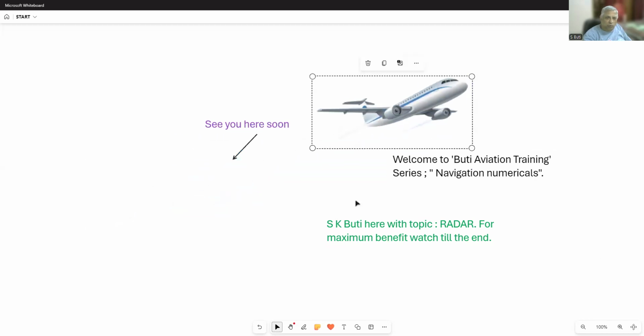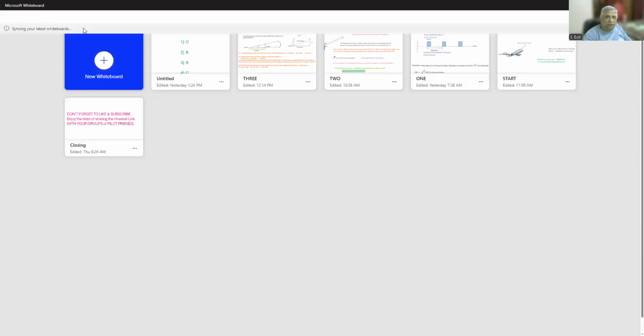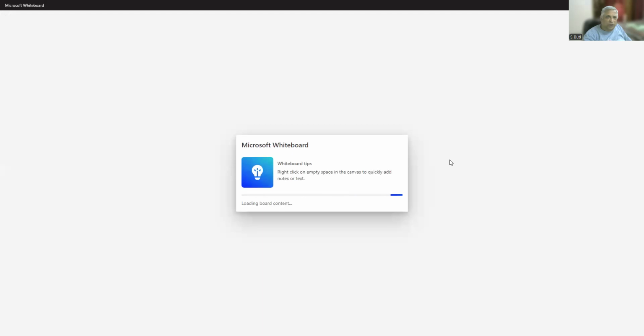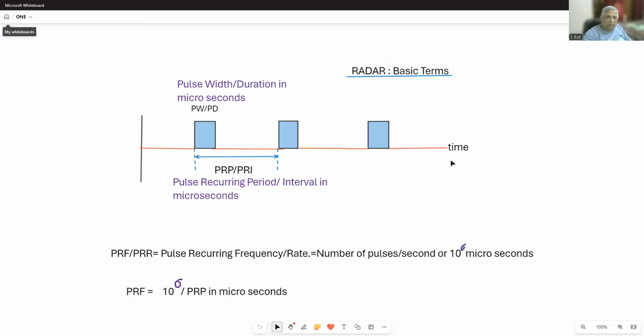And here we go with today's lesson on radar numericals. Here is the basic concept of a radar. Unlike a radio transmitter, which remains on continuously till you switch it off, and transmits either an omnidirectional signal, that means transmitted in all directions, or it may be a directional signal transmitted in a particular direction.